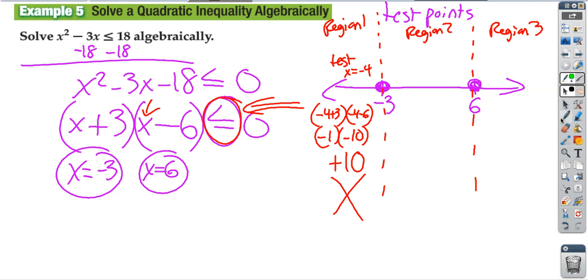Let's test a point between negative 3 and 6, and the easiest number to test is x equals 0. So we'll plug in 0 here and 0 here, and really we don't even care what the number is, we just want to know what kind of number it is, so we won't even spend time calculating it.